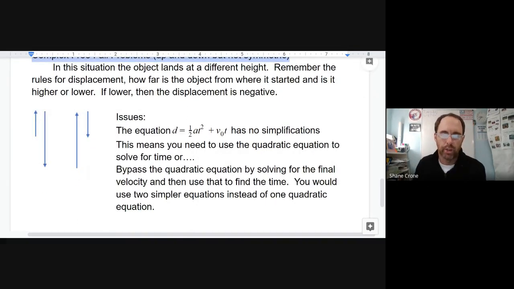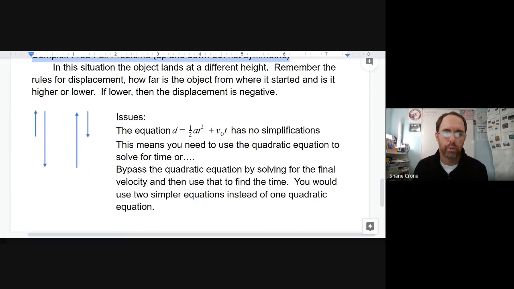So instead of using the quadratic equation, you solve for the final velocity. Of course, if I just threw something down from the top of a bridge, how would I know what the final velocity is? I might be able to tell you how fast I threw it, but I probably wouldn't be able to tell you how fast it was moving when it landed. So the bypass would say, let's go for the final velocity, and I'll use the equation v squared equals v naught squared plus 2ad, and I'll use that to come up with the final velocity. And once I have the final velocity, then I can use the equation v equals at plus v naught, and I can solve for the time. So essentially, instead of using one more complex equation that involves the quadratic equation, I'll use two slightly simpler equations, and I'll bypass that.